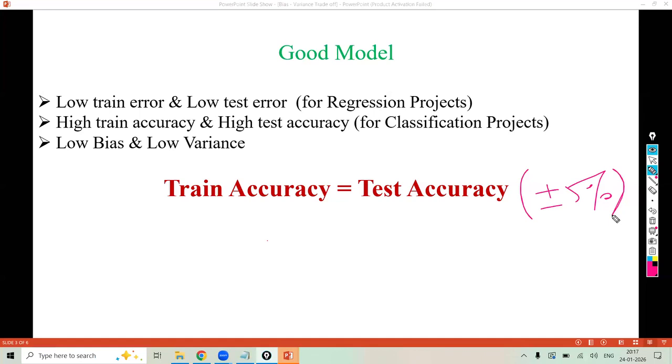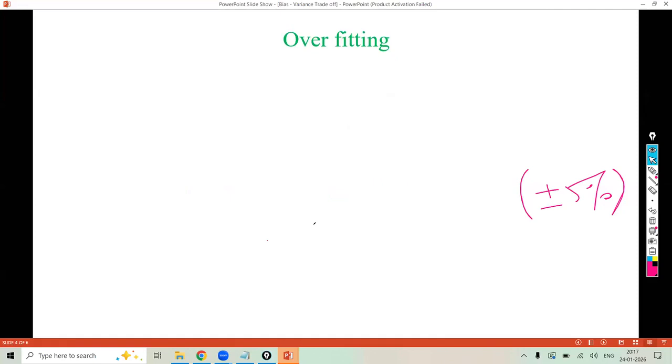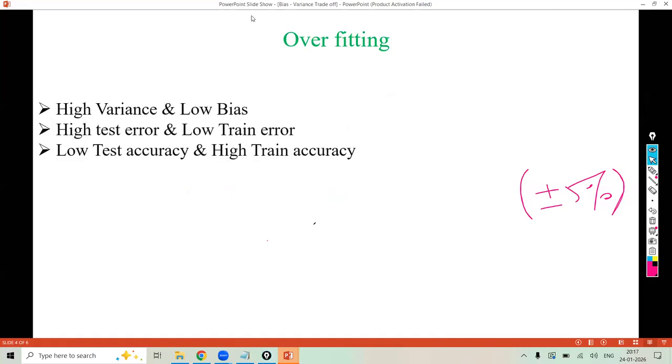So what errors are you going to get? Train error and test error. Both should be almost the same, within plus or minus 5%. Then it is called a good model. Now, the second one is called high variance, low bias.